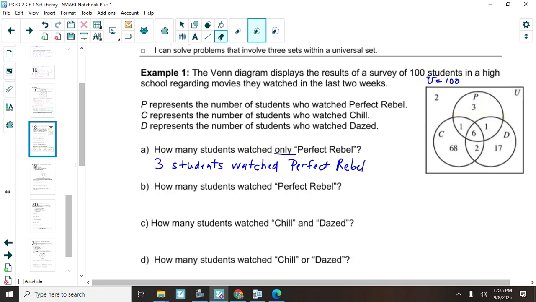All right, our next one. How many students watched Perfect Rebel? You notice just the very slight difference in this wording. The first one was only, and so that was our crescent moon. This one now just says how many students watched Perfect Rebel. So what they want you to realize is that we find Perfect Rebel, and how many students are in the complete circle. So in that case, you're just going to do a little bit of quick addition. You've got 3 plus 1 plus 6 plus 1, all of the numbers. So we have 11 students watched.